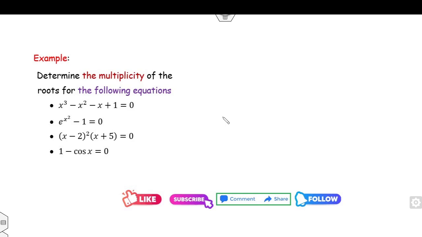Before I move on to the modified Newton-Raphson method, let me explain certain examples so that you can check the multiplicity in a simple manner.